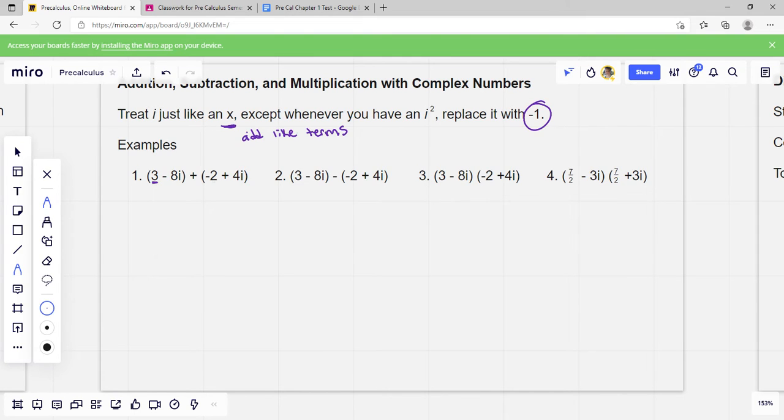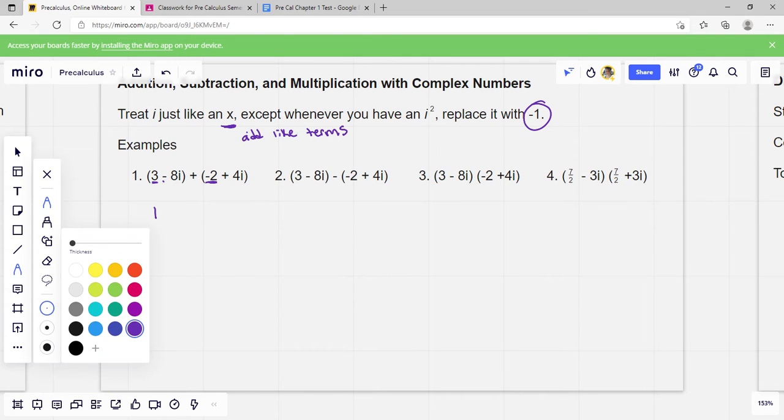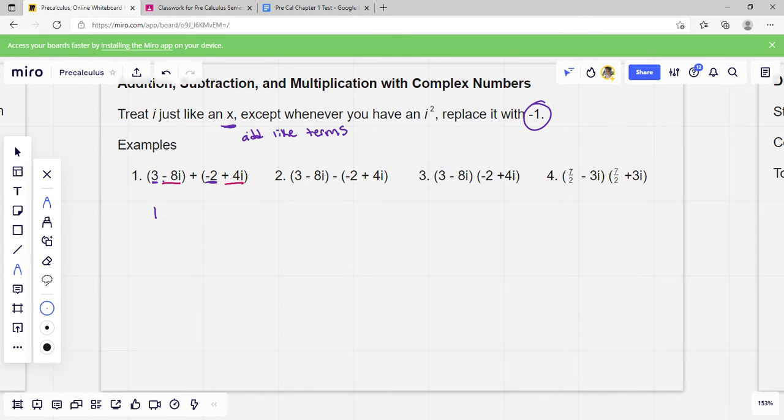All right, so here we've got a 3 and a negative 2. We can put those together. 3 and negative 2 would be 1. And then we've got our imaginary part, negative 8i and positive 4i. So negative 8 plus 4 would be negative 4i. So that one is 1 minus 4i.